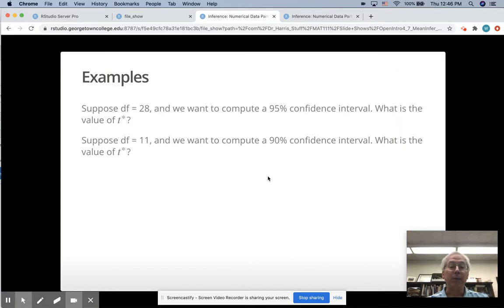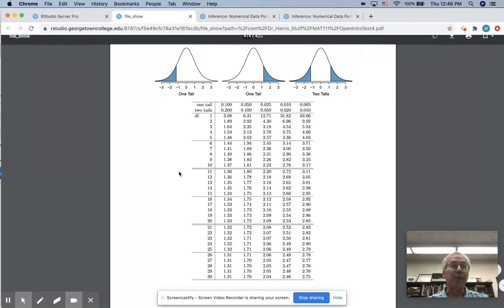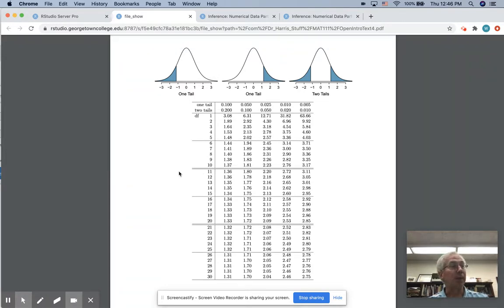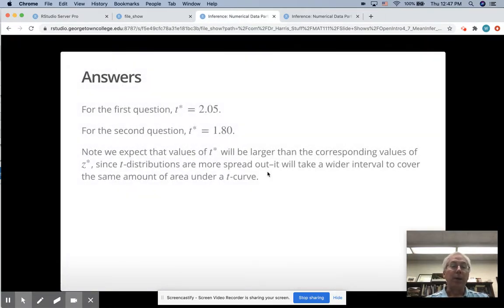What's our second question? If we had 11 degrees of freedom and a 90% confidence interval, what value of t-star would we use? We go to the 11 degrees of freedom row here, and our two-tail area this time is going to be 0.1. 100% minus 90% is 10%, and 10% as a decimal is 0.1. So we're going to use the second column this time. Our t-star value is 1.8. And there are our answers. As I pointed out, we expected t-star to be bigger because the t-distributions are farther spread out.